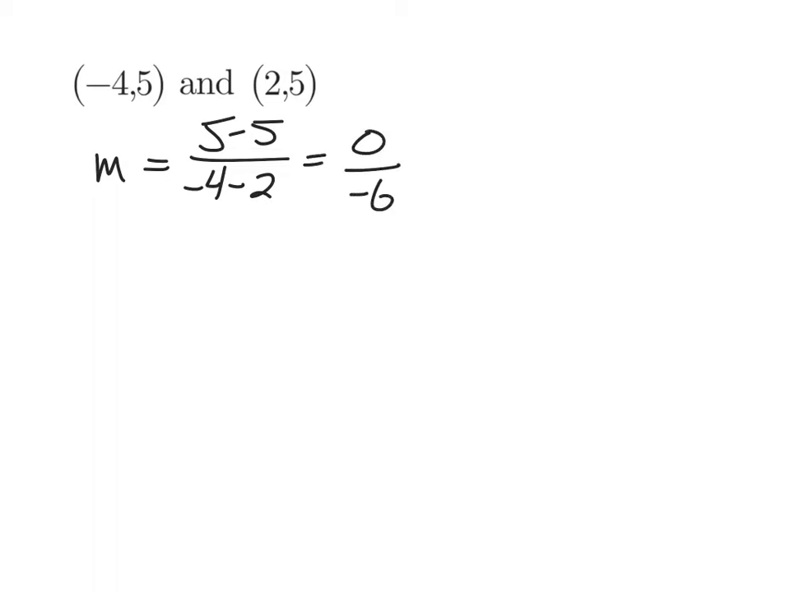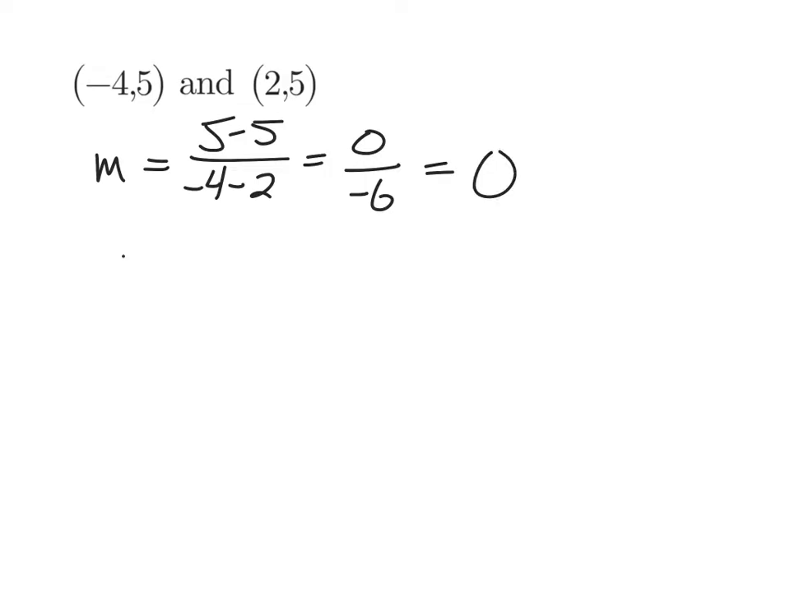When we have 2 coordinates that are the same, in this case, the y coordinates are the same, so we'll have 5 minus 5 in the numerator, and then in the denominator, 4 minus 2. So since we end up with 0 in the numerator, that means the entire slope is 0.